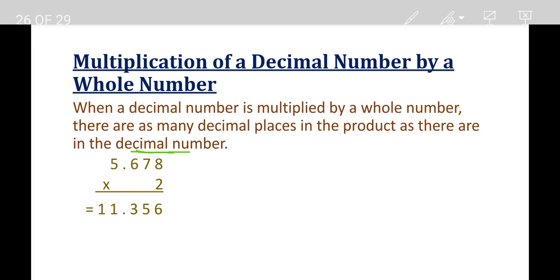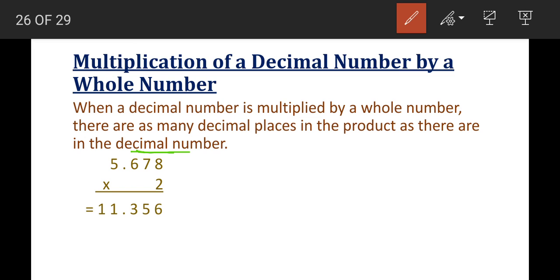Okay, so if you multiply these two, that is 5.678 multiplied by 2. 2 is the whole number and this is the decimal number. First step is you have to multiply them as simple multiplication. So 2 times 8 is 16, 1 carried forward, 2 times 7 is 14 plus 1, 15, again 1 carried forward, 2 times 6 is 12 plus 1, 13, again 1 carried forward, 2 times 5 is 10 plus 1, it is 11. Okay, we have multiplied. Next step is we have to put the decimal point. The multiplicand has 3 digits after the decimal point. So in the product also we have to write 3 digits after the decimal point. Clear?